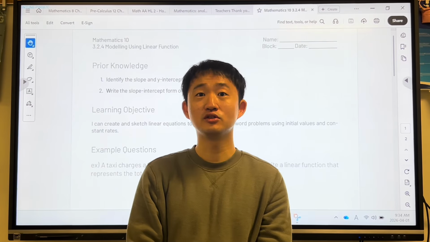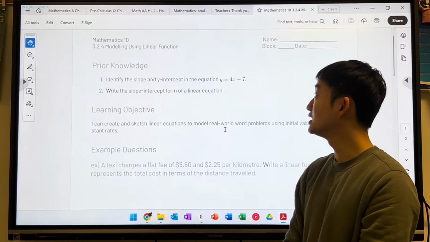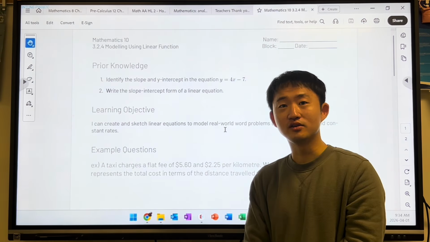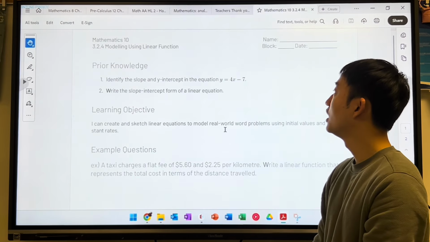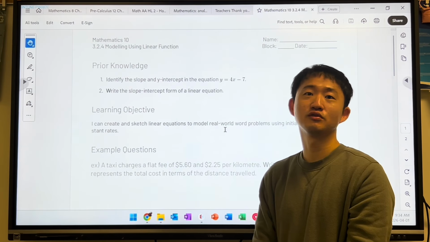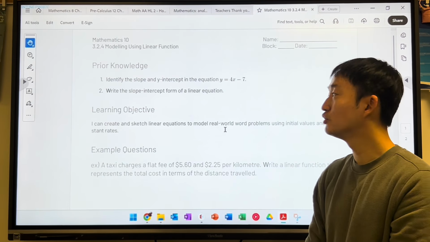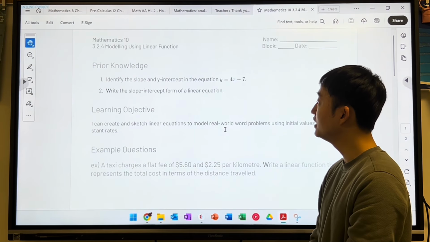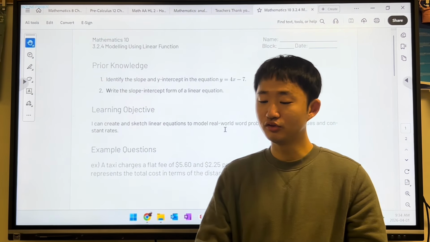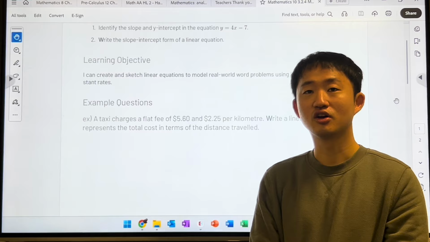Before we start, you need to know certain prior knowledge. You need to know how to identify the slope and the y-intercept of the equation. You also need to know how to write the slope-intercept form of a linear equation from the graph or from the table. After this video, you'll be able to create and sketch linear equations to model real-world word problems using initial values and constant rates.